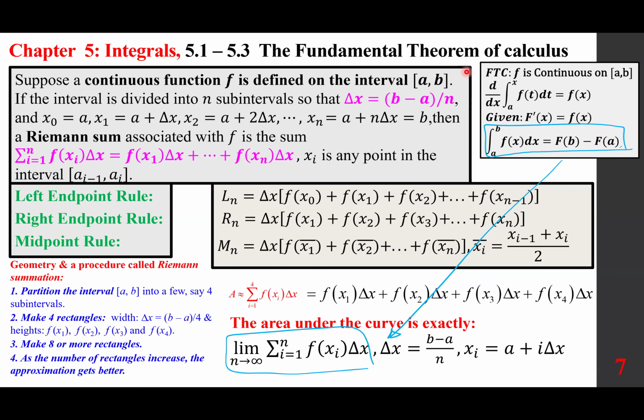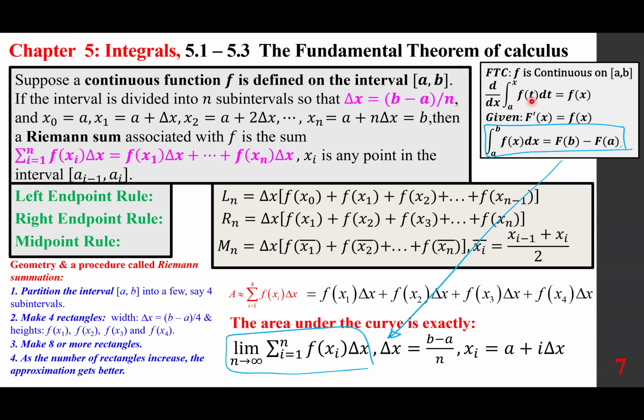Now, the other FTC says d dx of the integral from a to x of f of t dt is f of x, meaning if you integrate and then differentiate, they undo each other, they give us the function back. Notice the lower limit is a number, the upper limit is x, this is f of t dt, so replace it.